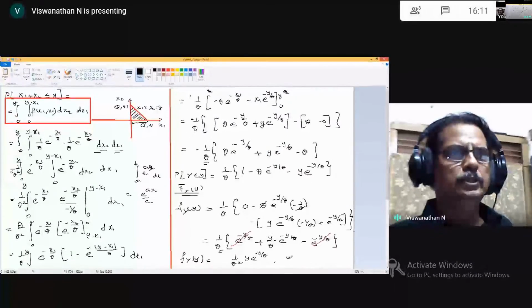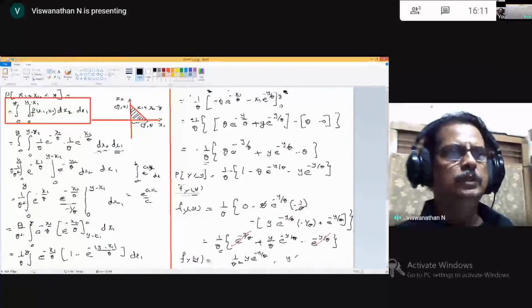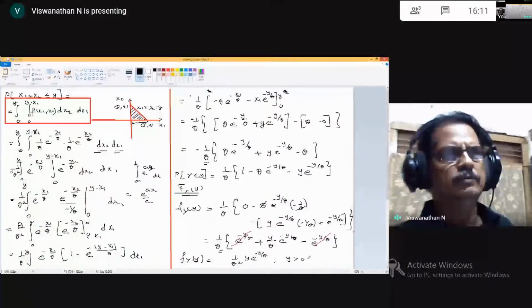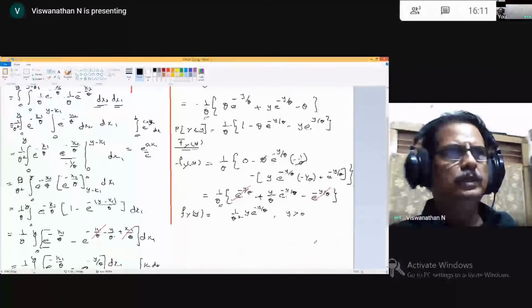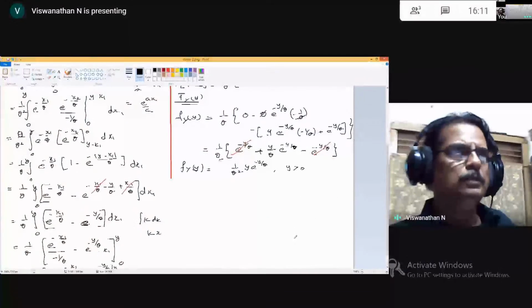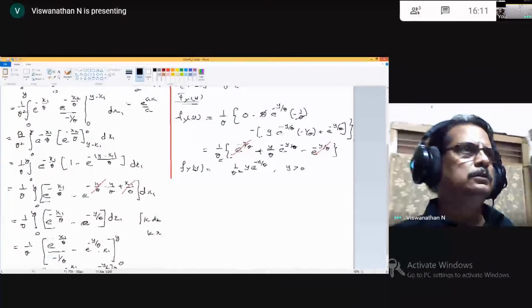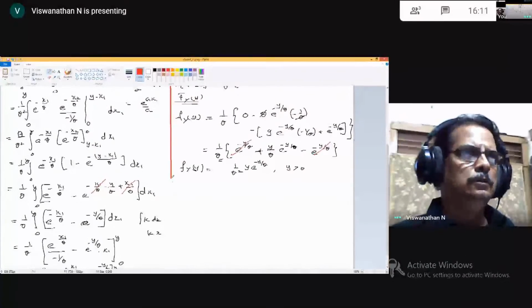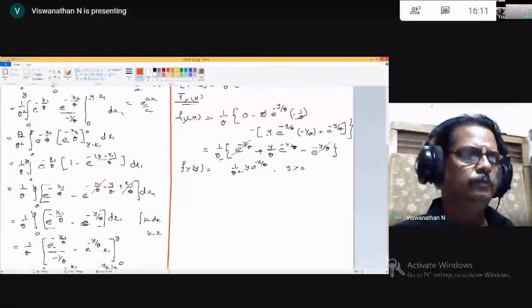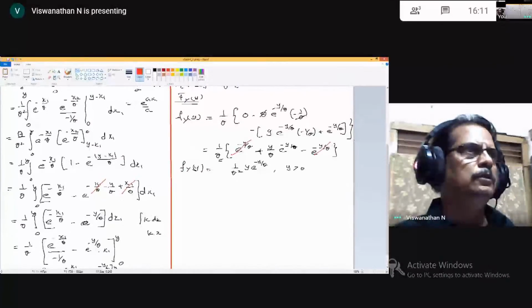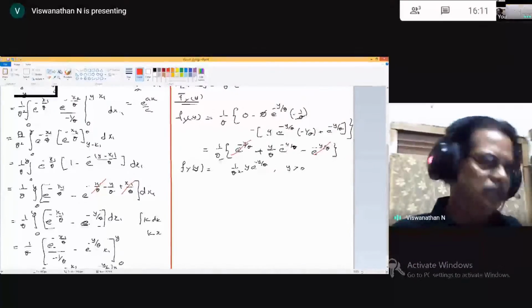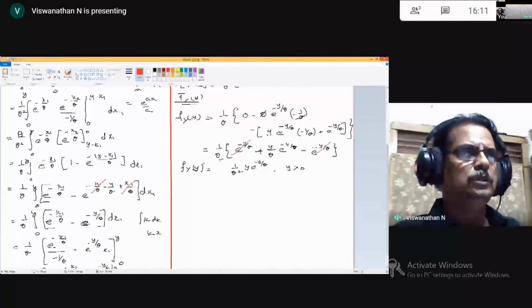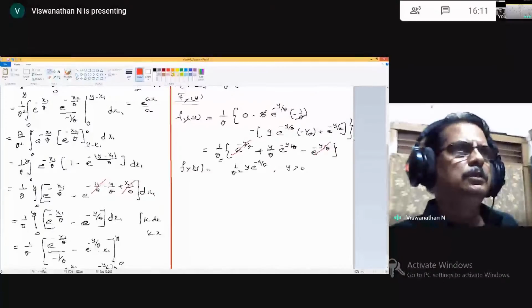And what about the range? Since x1, x2 positive, x1 plus x2 is also positive. So y is greater than 0, less than infinity, and 0 otherwise. That is how we have this. So this is our density. Let me extend this line and come. Once this density is derived, this is what I am interested in.